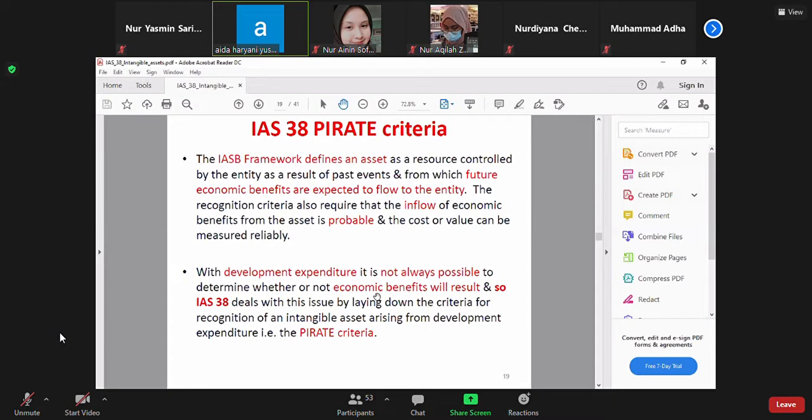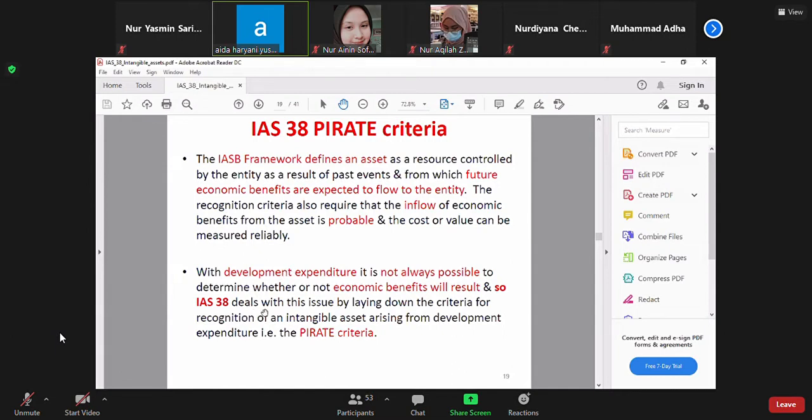Okay? And you cannot make sure that, kan, you buat research and development, you tak tahu menjadi ataupun tidak. And then you cannot make sure that there is economic benefits from the research and development. Contohnya. And so, okay, because of kita cannot be sure, it is not probable, kan, kita buat research, kita buat development, tapi we cannot make sure that our product ni berjaya in the market, contohnya.